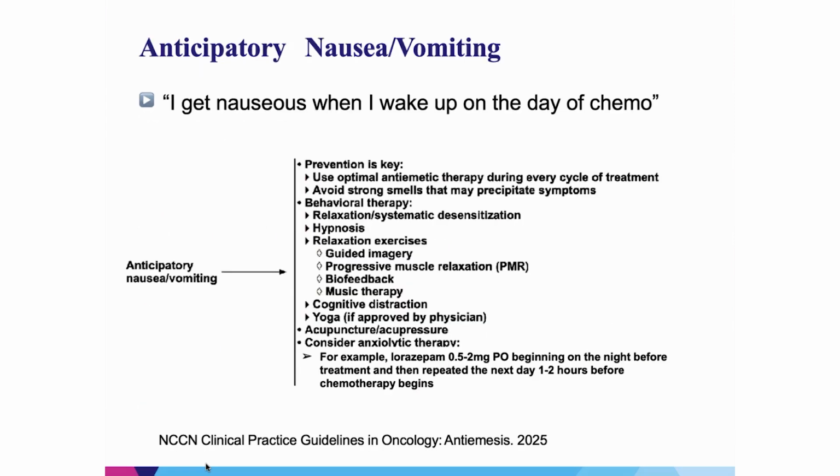So this is anticipatory nausea. You've had a really terrible time with the chemotherapy previously, and now the night before you get the chemo or the morning of, you're nauseous even before you get it. And this can be really, really challenging. And again, this reinforces the need to be quite aggressive and on top of nausea in earlier cycles to prevent this from happening.